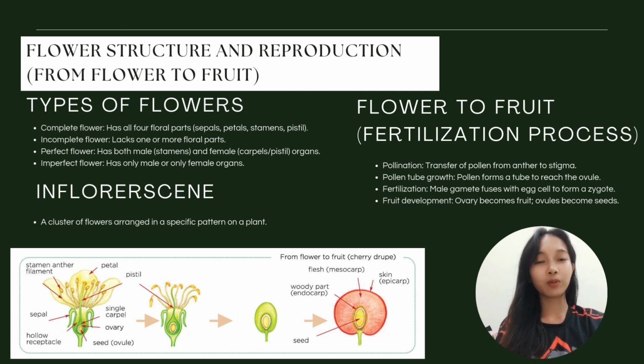Pollination happens when pollen moves from the anther to the stigma. Then a pollen tube grows to the ovule. Fertilization occurs when the male cell joins the egg. After that, the ovary becomes a fruit and the ovules become seeds.